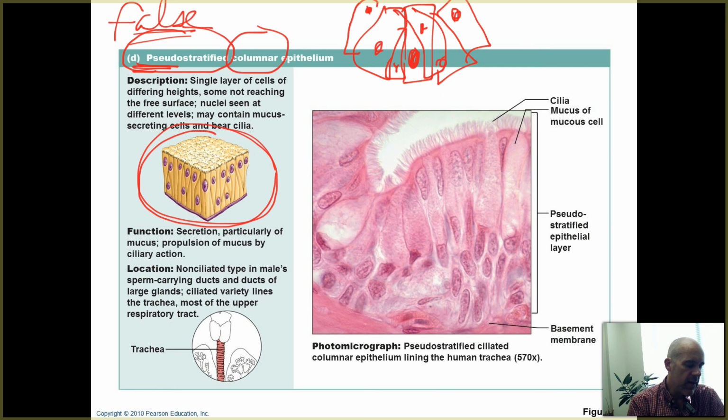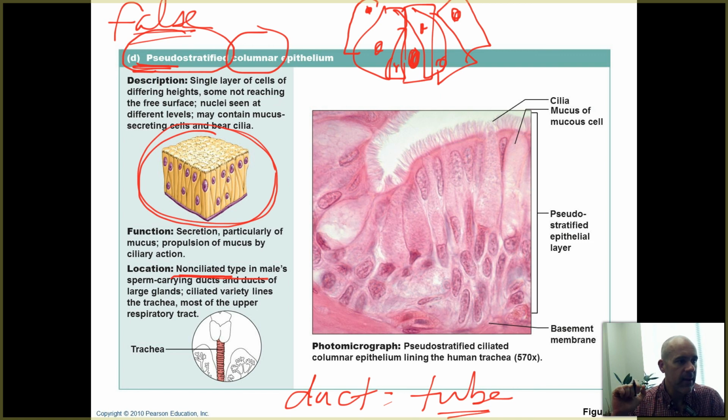Locations. So you have non-ciliated types in a male's sperm-carrying ducts. Whenever you hear that term duct, that is a tube that is carrying some sort of secreted substance. So if you think of the vas deferens, which carries sperm from the testes in the male toward the urethra so that they can exit out of the body, that space is going to be lined with pseudostratified columnar epithelial tissues. Usually, though, when we're thinking about this type of tissue, we're thinking about the inside lining of the trachea and much of the rest of your upper respiratory tract.